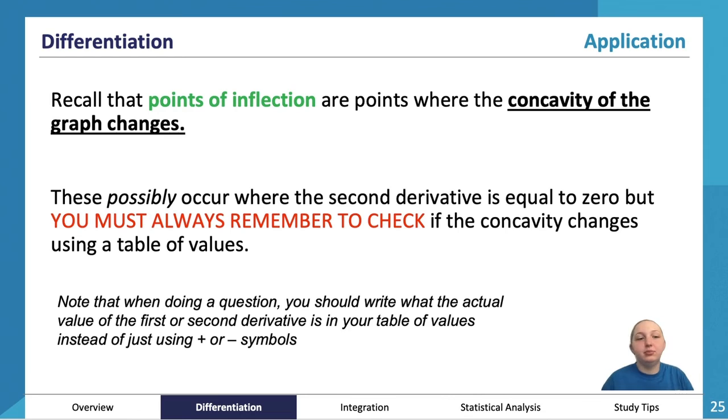So always important to check that your concavity has changed on either side using a similar method to a table of values. So, you know, put your second derivative, whatever's equal to 0, in the middle of your little table, and then do a number higher, a number lower, and then check your second derivative instead of your first derivative in the table as well to check that your concavity has changed.